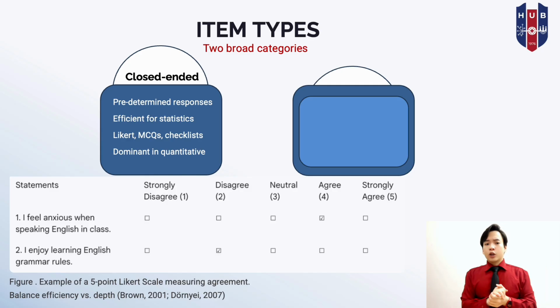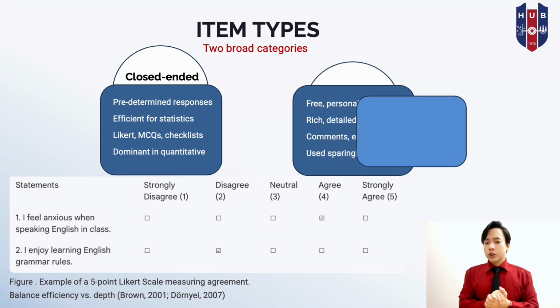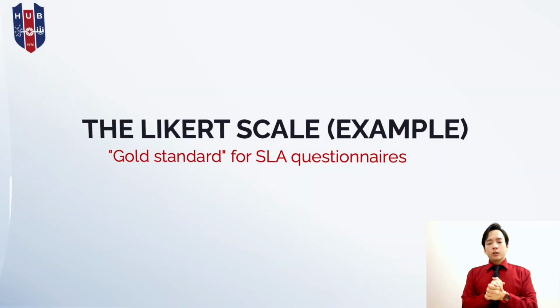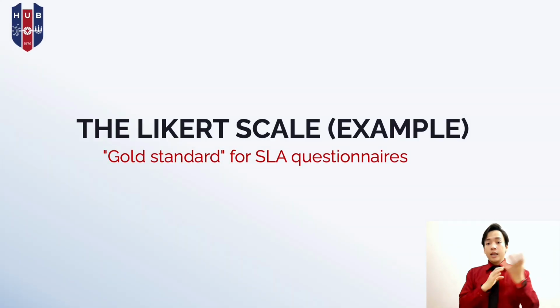However, we sometimes include one or two open-ended questions at the end to allow respondents to share additional thoughts or perspectives we may have missed. So the key is balance. Closed items give us numbers. Open items give us context.